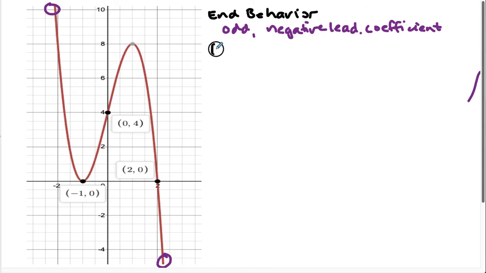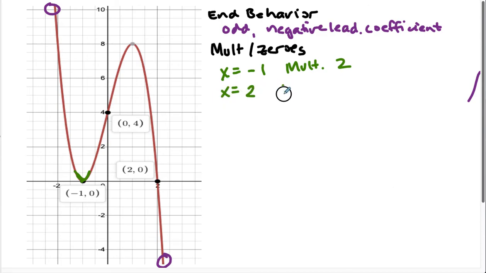All right, so now my multiplicities and my zeros. Okay, so I have a 0 here at -1, so x equals -1. Let's talk about the multiplicity of that. It's bouncing off the x-axis, so that means it has to have an even multiplicity. So let's try 2, all right? Now it looks like I have x equals 2 as my 0, and it looks like that passes right through the x-axis, so that has a multiplicity of 1.